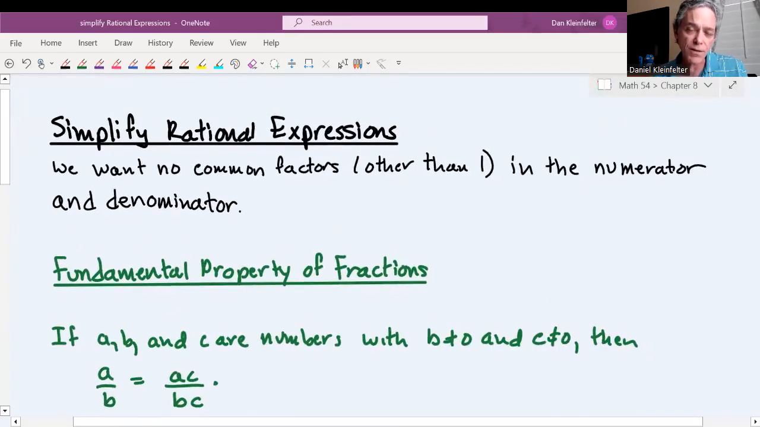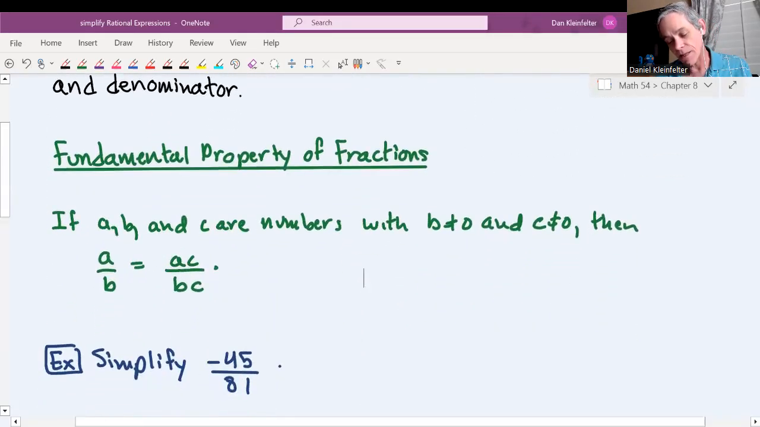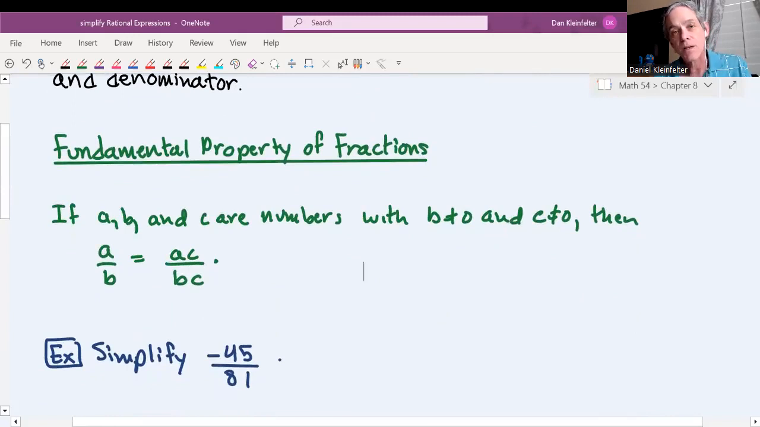So for a fraction or rational expression to be simplified, we can't have any common factors in the numerator and denominator other than 1, of course, which will always be there. How you get that done is by using the fundamental property of fractions, which goes by a variety of names, but this is what I call it.